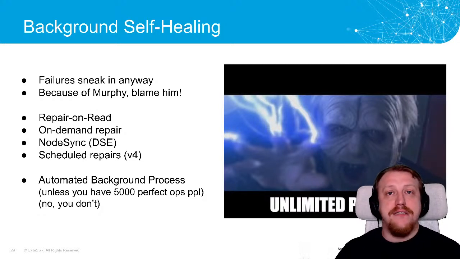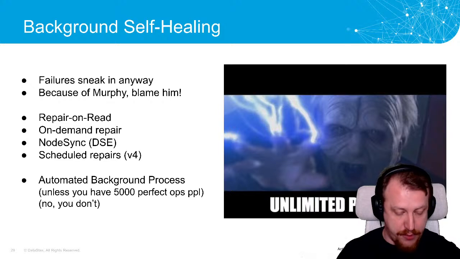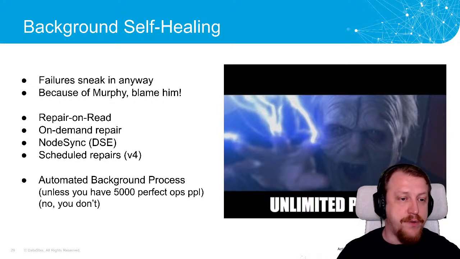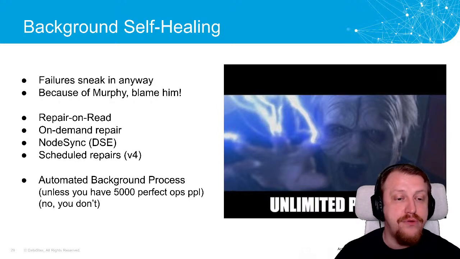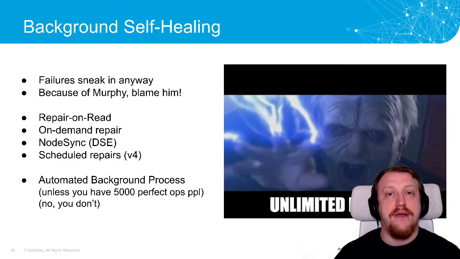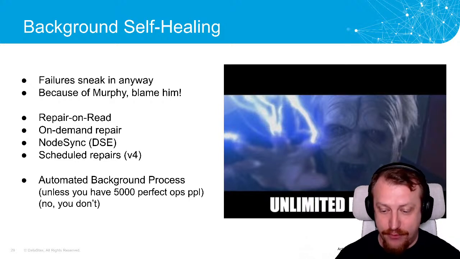For DataStax Enterprise, which is a more advanced version of Apache Cassandra, but proprietary, we have NodeSync. And for Cassandra version 4, going to be released in some months, we are going to have some more interesting things: scheduled repairs, improved incremental repairs, and many others. So there is a lot of work in this area. And you do want to implement it automatically, unless you have 5,000 perfect operations, and you don't, because no one has such great operations, guys.